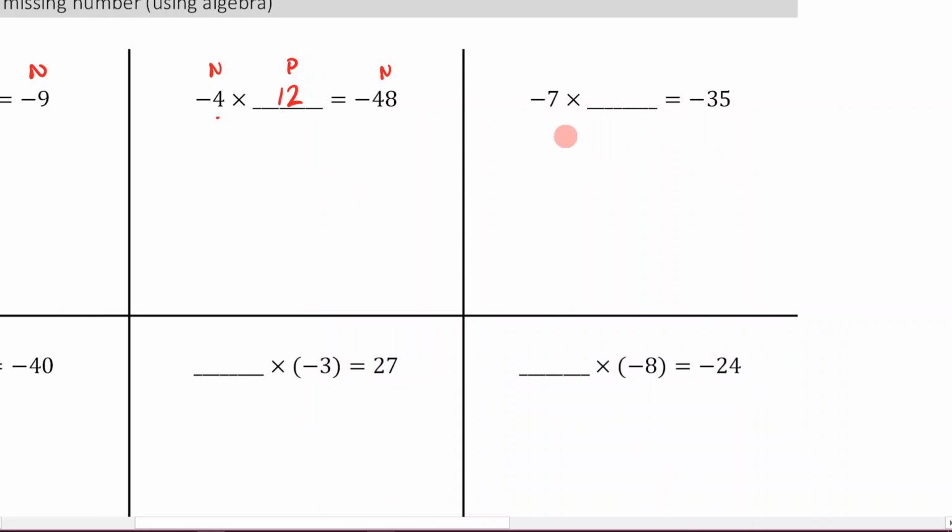Next, again, ignore the signs. 7 times what will give me 35? My answer is going to be 5. Now let's check what the sign is going to be.